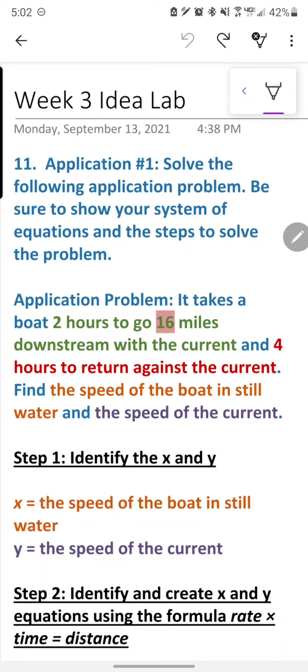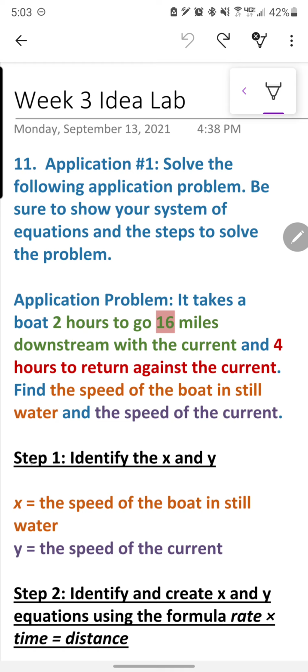This week's video is going to be about question 11, application number 1. Solve the following application problem. Be sure to show your system of equations and the steps to solve the problem. Application problem: it takes a boat 2 hours to go 16 miles downstream with the current and 4 hours to return against the current. Find the speed of the boat in still water and the speed of the current.